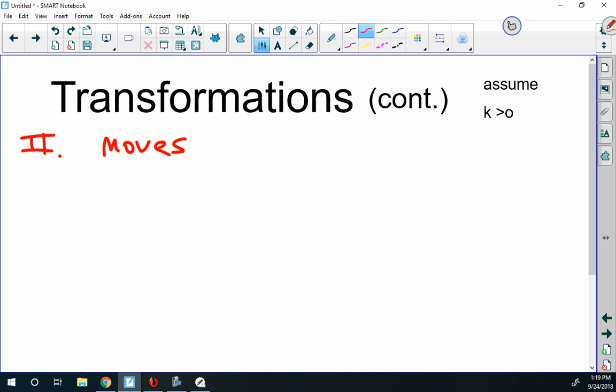Well, that's what it is, but that's not what we call it. We call these vertical or horizontal.